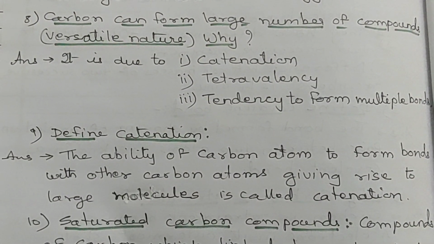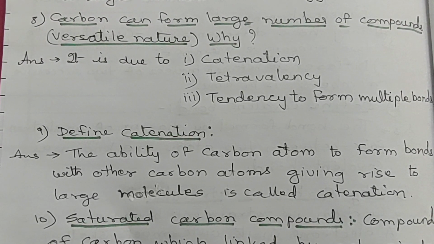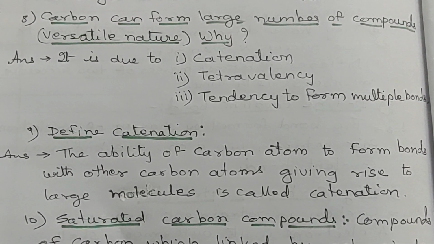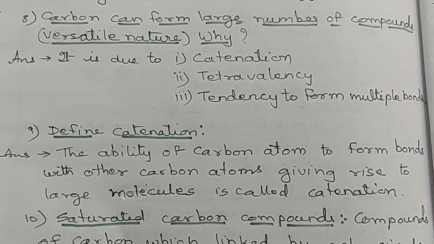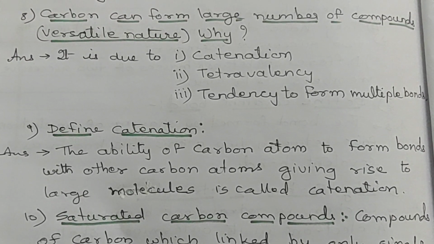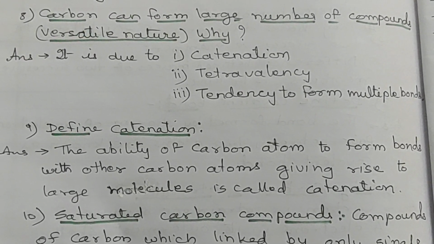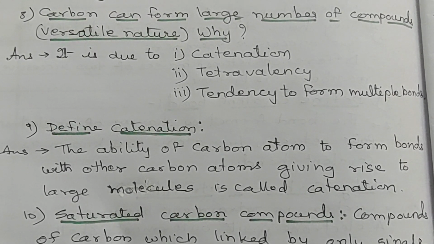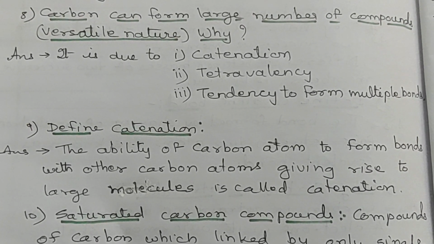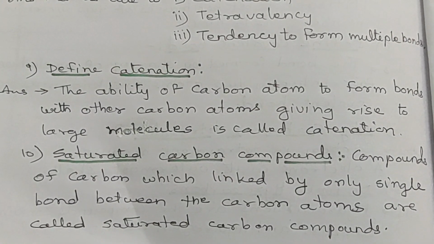Carbon can form a large number of compounds, or carbon is versatile in nature. Why? The answer is, it is due to catenation, tetravalency, and the tendency to form multiple bonds. Define catenation. The ability of carbon atoms to form bonds with other carbon atoms giving rise to a large molecule is called catenation.